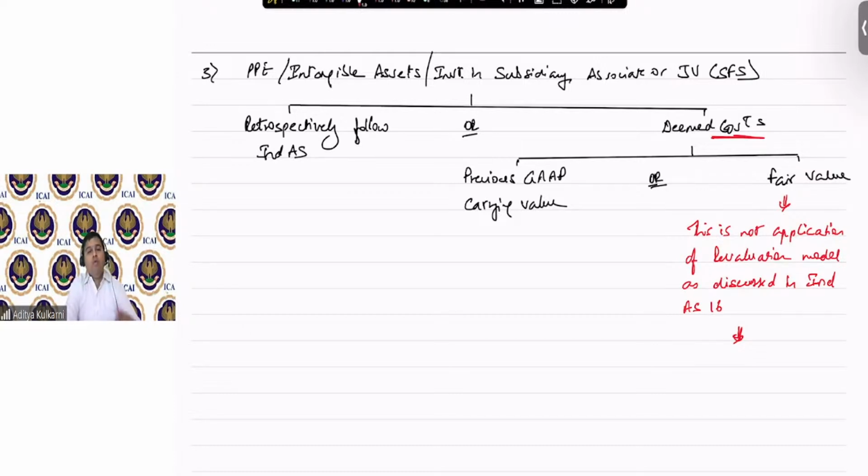And going forward, what is your policy? You will have to mention. So whether you take it as previous GAAP carrying value or fair valuation, it is not any change or revaluation policy, etc. It is just a starting point that is there.